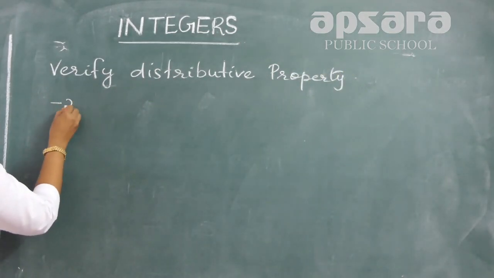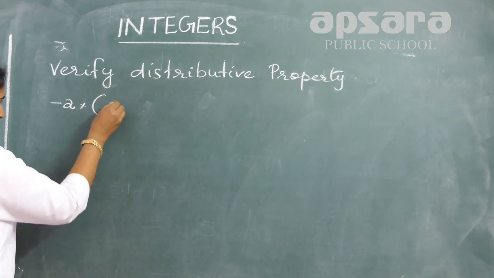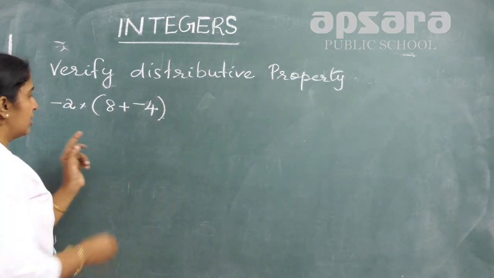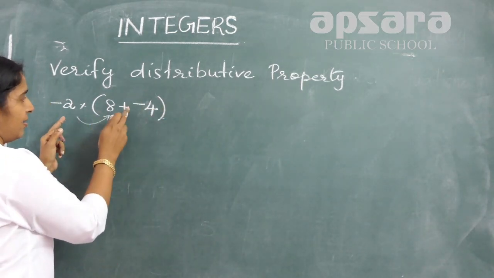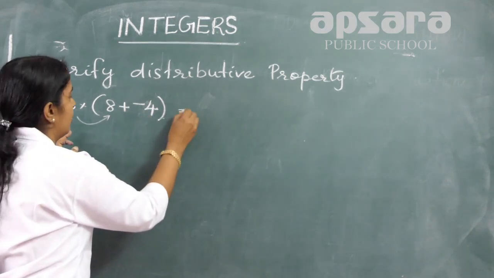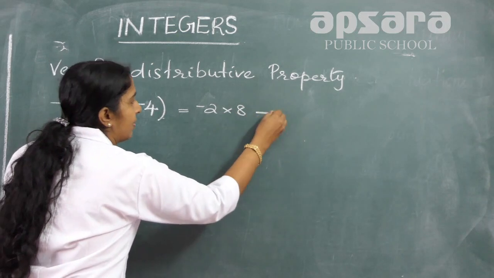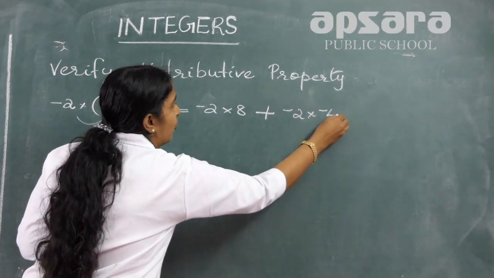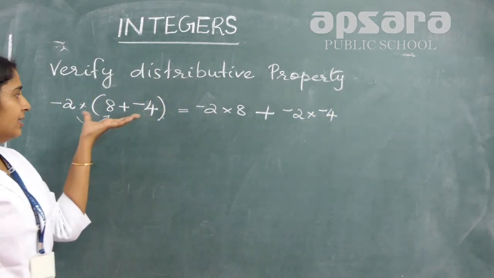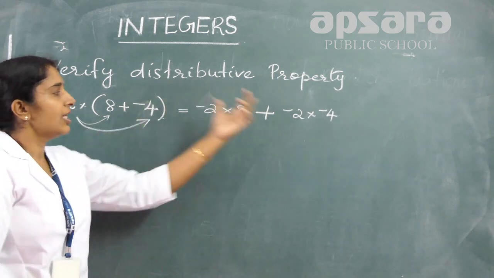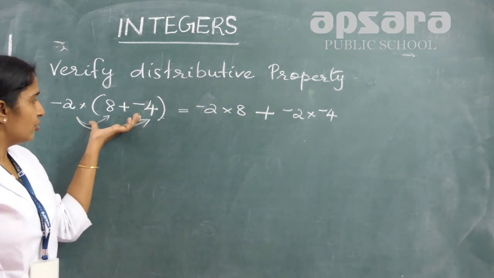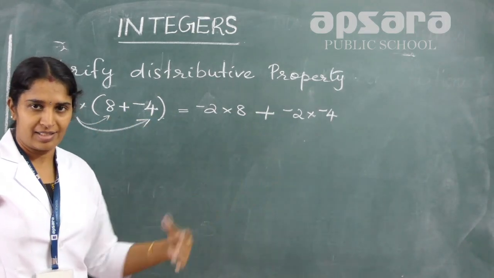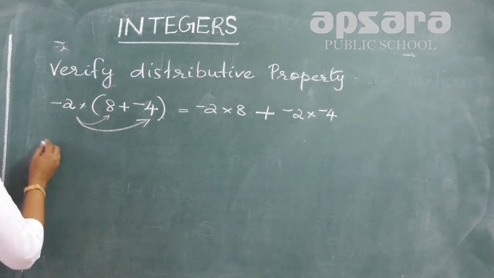Take a question. Minus 2 into 8 plus minus 4. This is equal to what? Minus 2 into 8 plus minus 2 into minus 4. We have to verify that the LHS is equal to the RHS. When you simplify, the value you get in the LHS should be equal to the value which you got in the RHS. Let us check. Okay. So take the LHS.